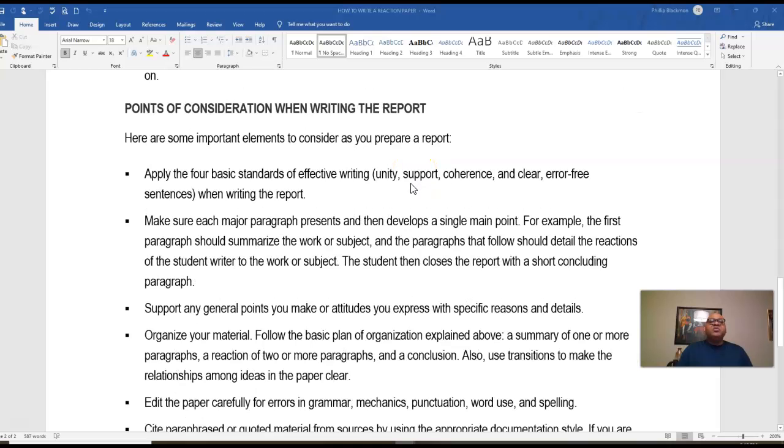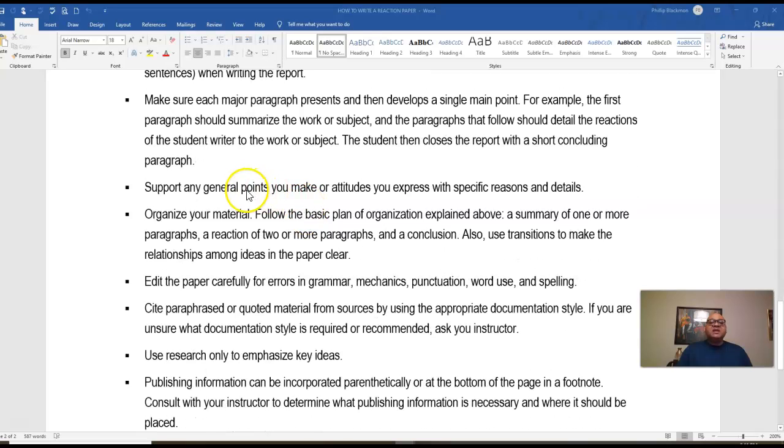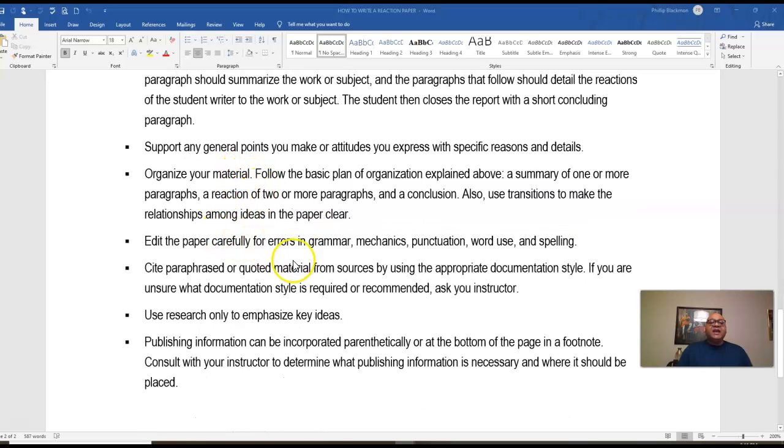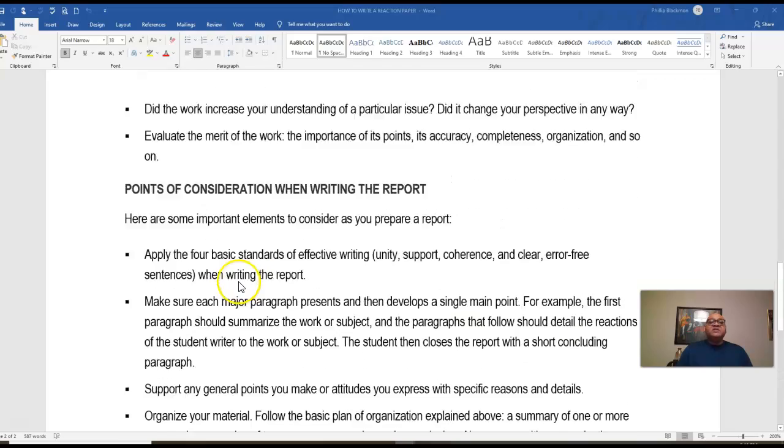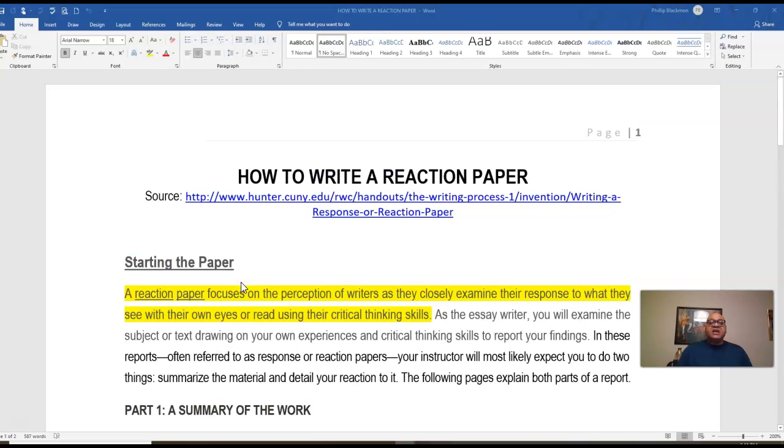Go through these things, points of consideration when writing the report. Apply the 4 basic standards of effective writing: unity, support, coherence, and clear, error-free sentences. Make sure that you have paragraphs that have topic sentences. Make sure that you're using support. Edit the paper. You are free with this paper to use sources besides the videos, besides the articles that I give you. If you use the videos, if you use the articles, be sure to cite that material according to APA format.